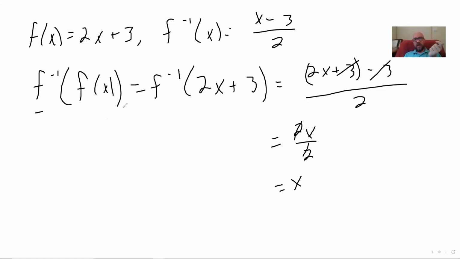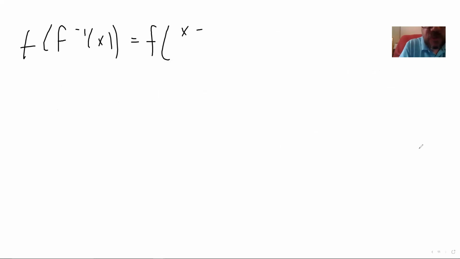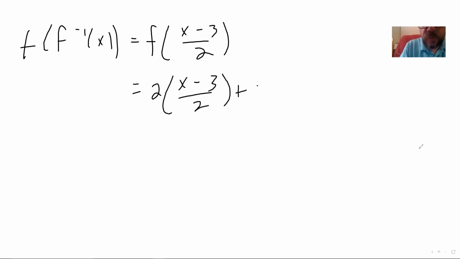So here I calculated f inverse of f. I'm going to calculate f of f inverse now. I'll do it on another page because we're running out of room. So if I did f of f inverse of x, that is f of x minus 3 over 2, which would be 2 times x minus 3 over 2 plus 3. And you can see what's going to happen here. The 2's are going to cancel. We get back x again.